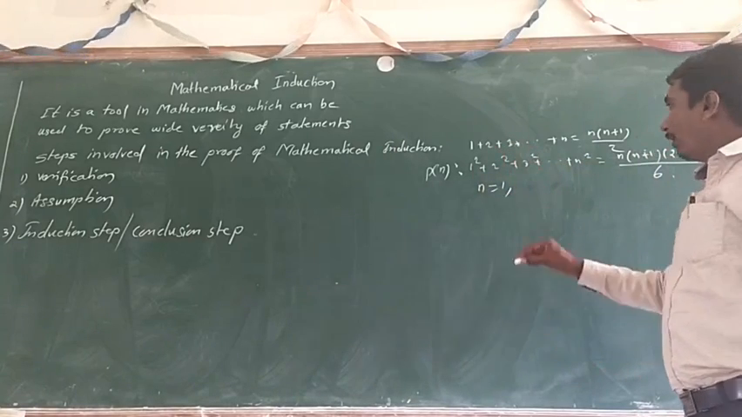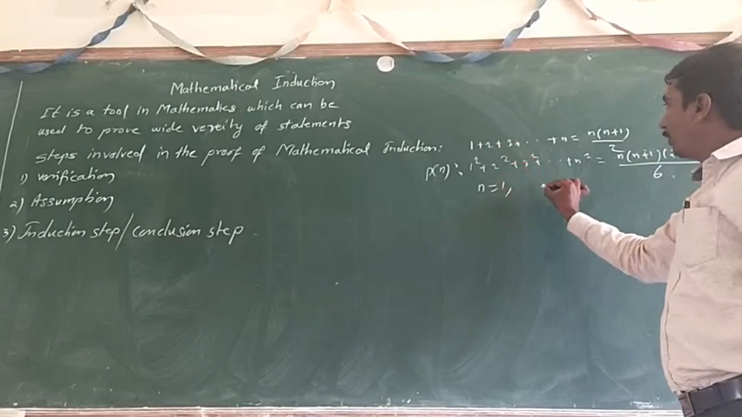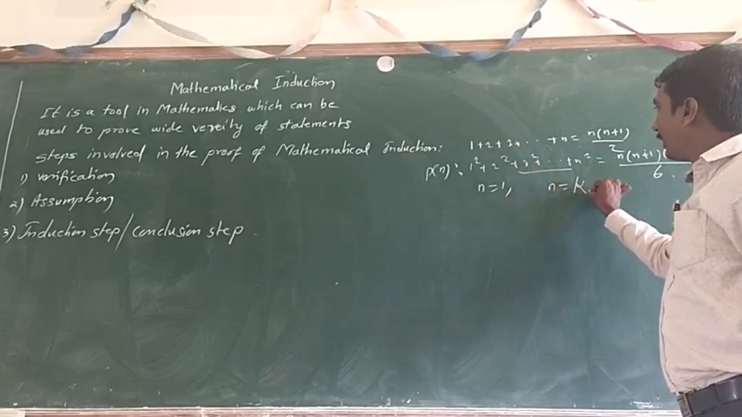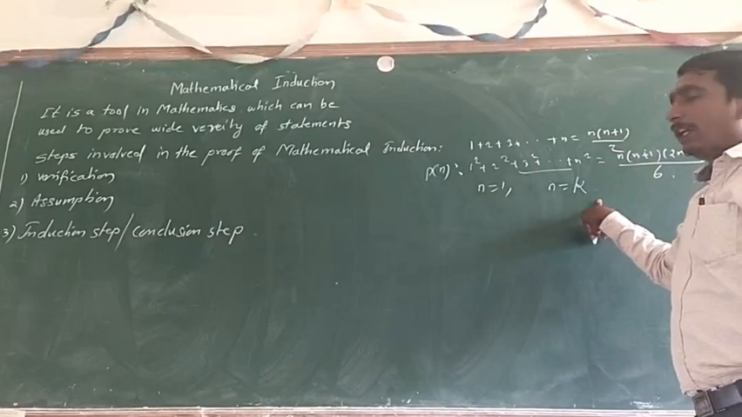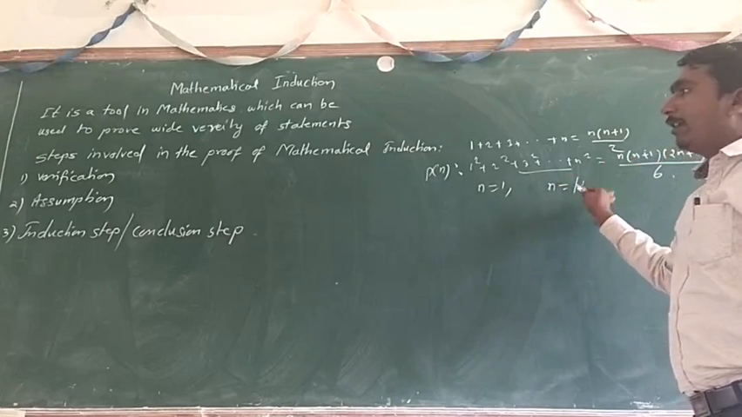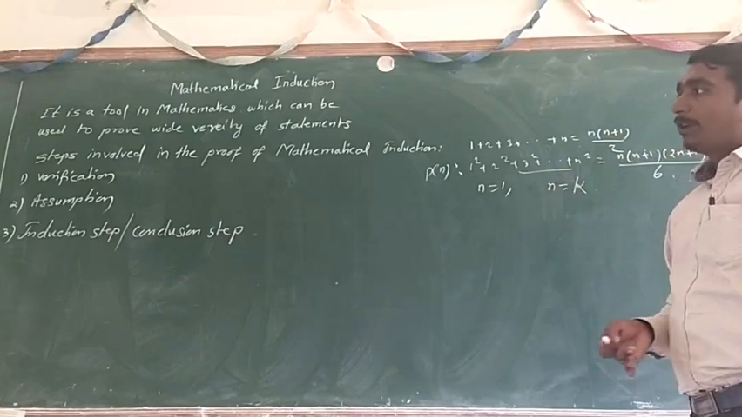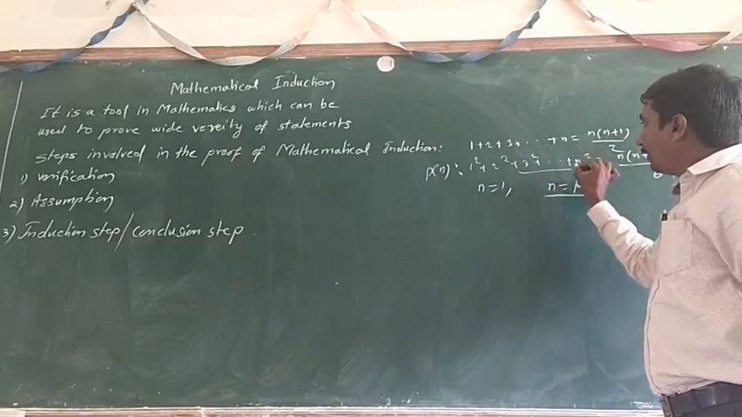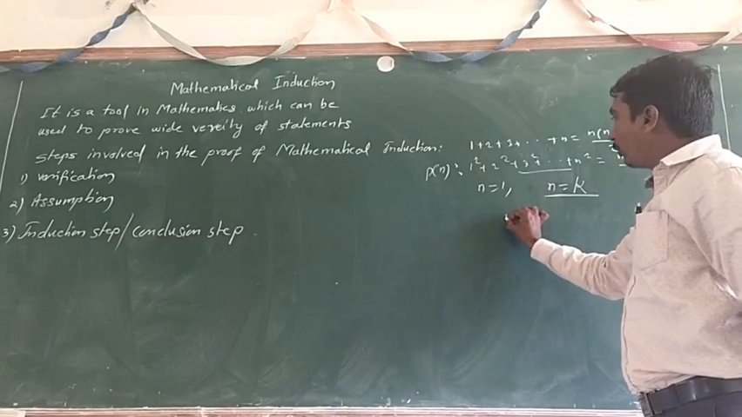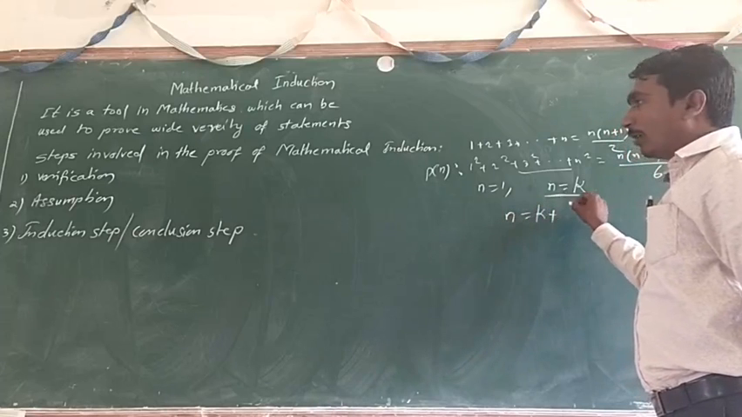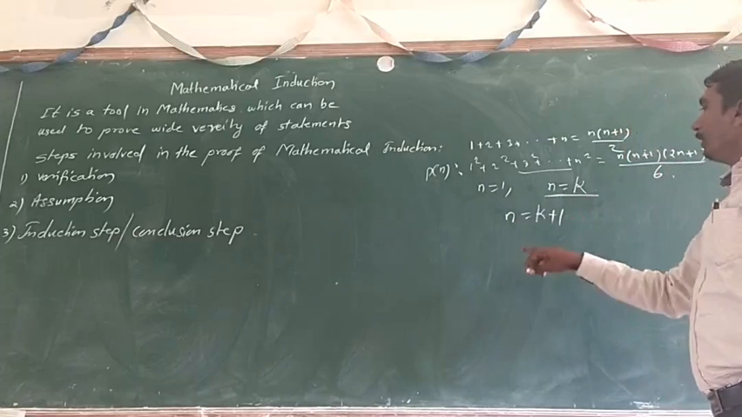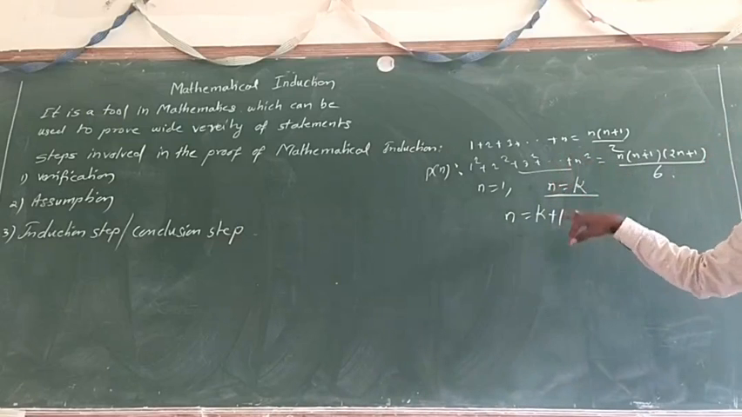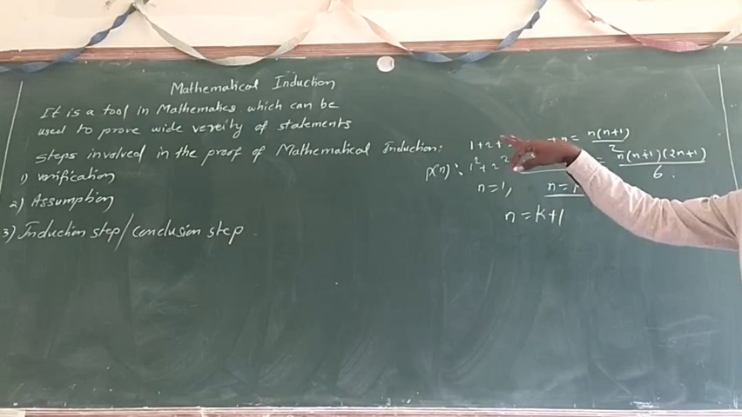Then the next step is assumption. We have to assume that the given statement is true for n equal to some k. The next step is the induction step. Since we have assumed that the statement is true for n equal to k, we have to conclude that the statement is true for n equal to k plus 1. All the examples we have to solve using these three steps.